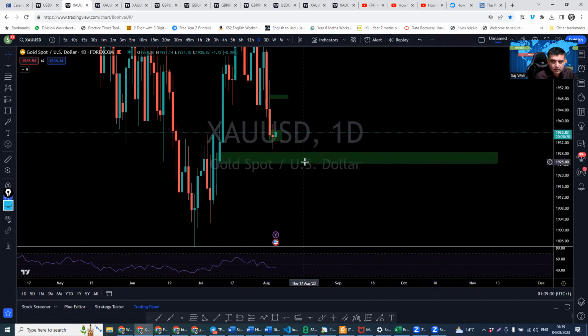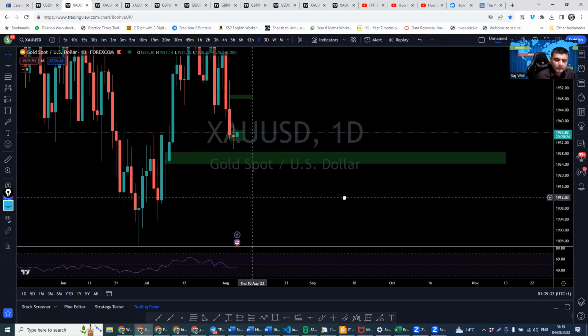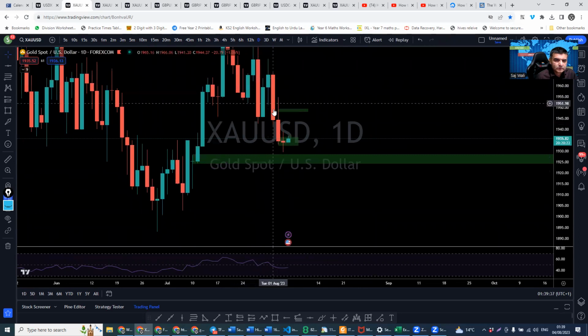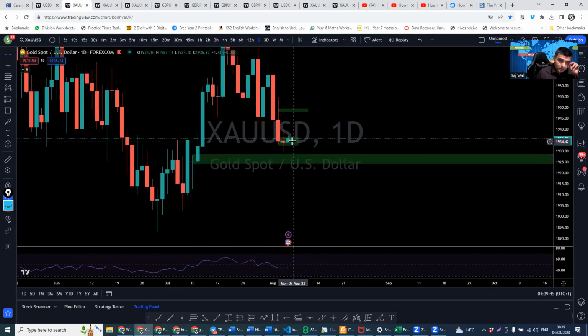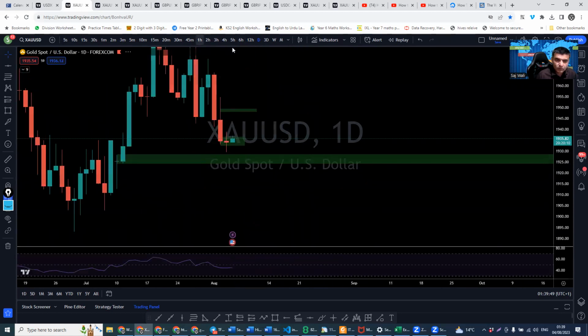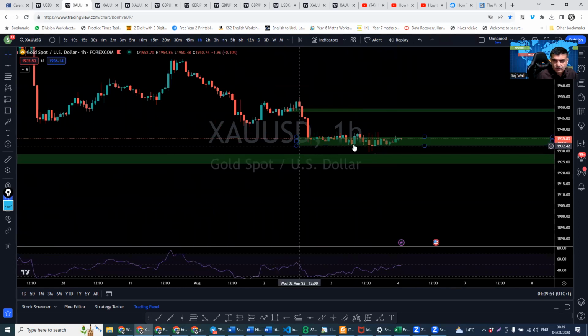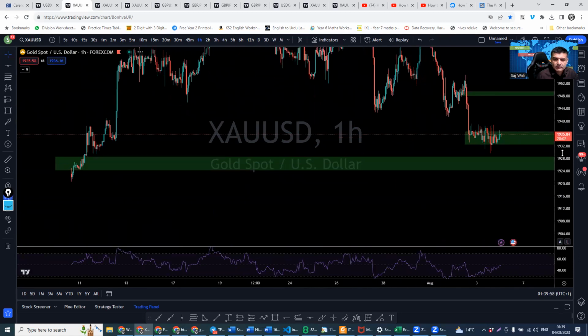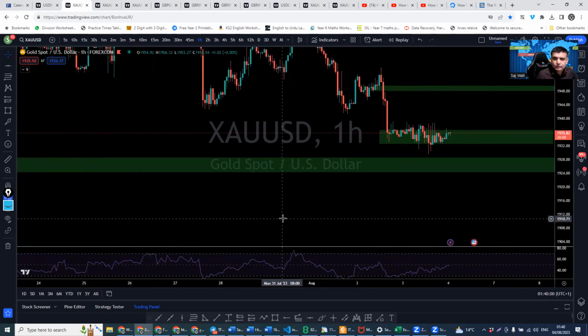As I said, it's around 1925. So these are the important areas. This is around 1950 and this is around 1925. Maybe give a spike before we move to the upside. And 1 hour, as you can see, this area must be broken before the move to the upside or downside. But anyway, let's see how the market moves.